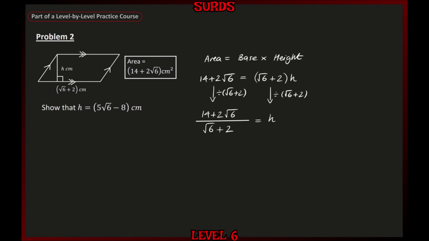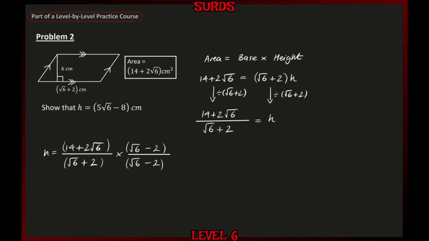Now, although we've found the height, we don't have it in the form they've required in the question. So we're going to have to simplify. The way that we're going to simplify this is first by rationalizing, because we've got surds in the denominator. To rationalize this expression, we have to multiply the top and bottom by the conjugate of the denominator, which is root 6 minus 2. Again, make sure we put that at the top, put everything in brackets, and then we're ready to expand.